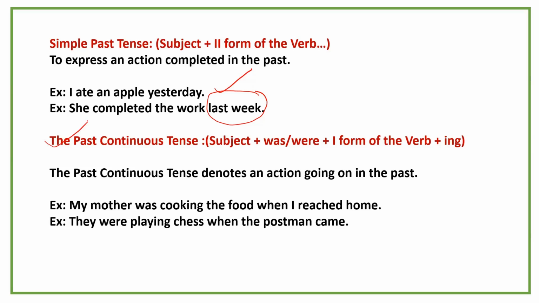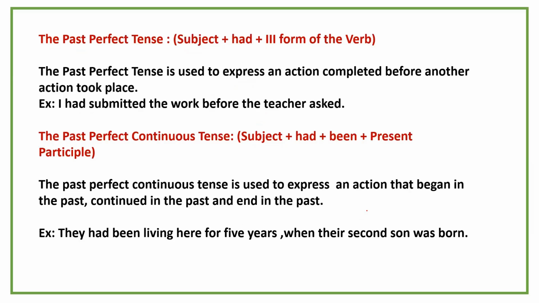The next tense is the past continuous tense. The past continuous tense denotes an action going on in the past. My mother was cooking the food when I reached home. They were playing chess when the postman came.